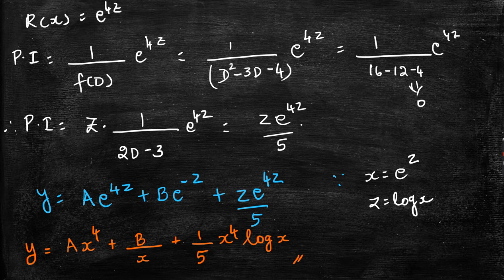So now you have your solution, which is y is equal to a e^(4z) plus b e^(−z), which is the CF of your solution, and z e^(4z)/5 is the PI of your solution. Now all these are in terms of z, but our question is in terms of x. So you are going to replace z by x, where we have substituted x is equal to e^z, and so z is equal to log x. On substituting the values of z in this solution, we get the final solution a x⁴ plus b/x plus (1/5) x⁴ log x.